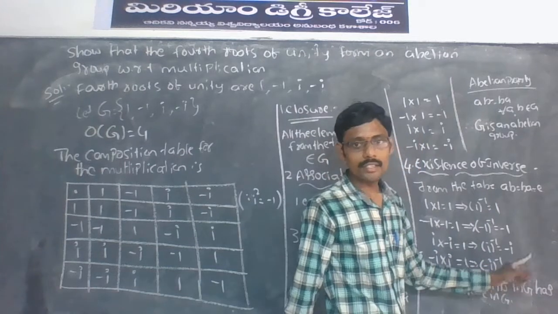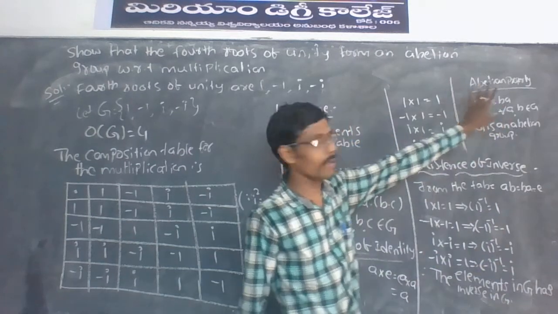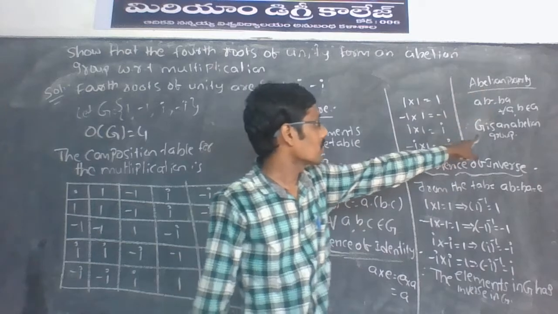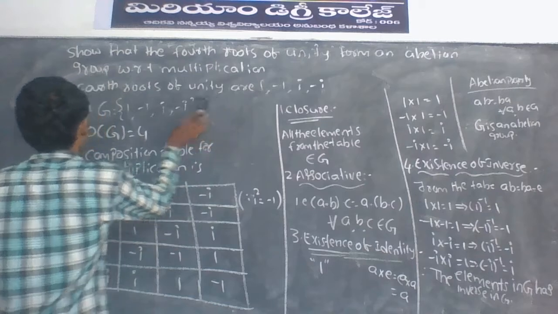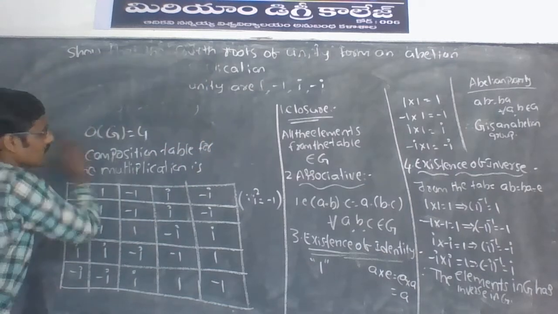The elements in Z have inverse in Z. So abelian property: AB is equal to BA. Z is an abelian group. This is the fourth roots of unity forming an abelian group. Next problem.